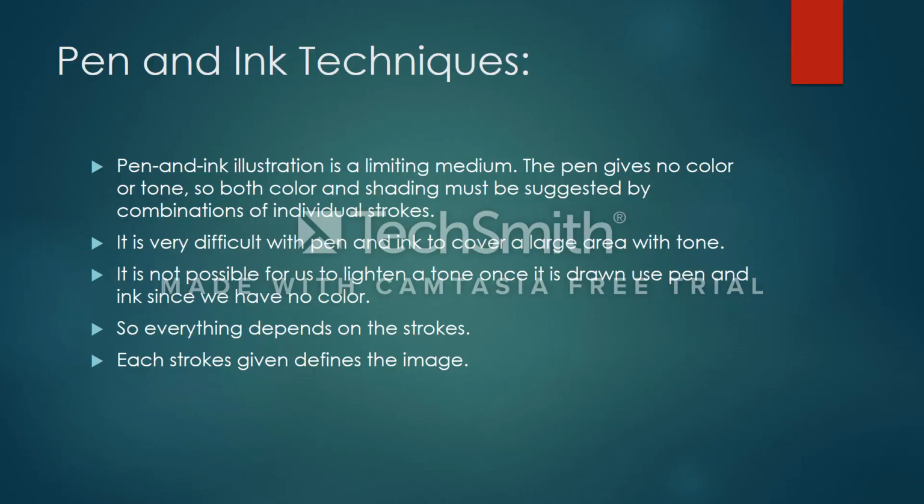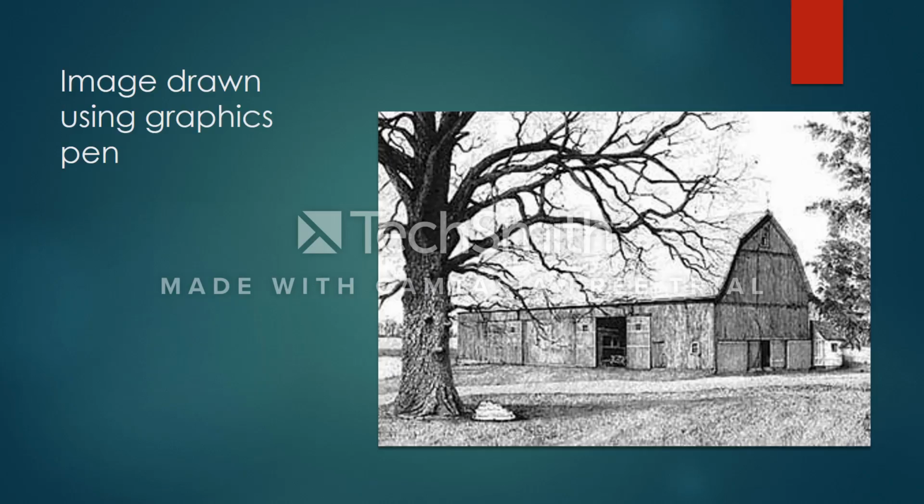So to cover a large area is very difficult with the pen. Everything depends on strokes. Each stroke defines the image. If you want the strokes to be lighter, you draw lighter. Let's see this image. This area is very dark. This part also is very dark. And when it comes to this part, this looks lighter. If you want that to look lighter, you just use a single stroke or strokes with very little pressure. When it comes to this area, use multiple strokes with high pressure so that this looks very dark in the image. This is called pen and ink illustration.